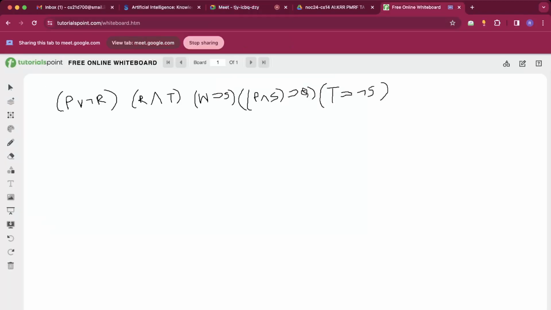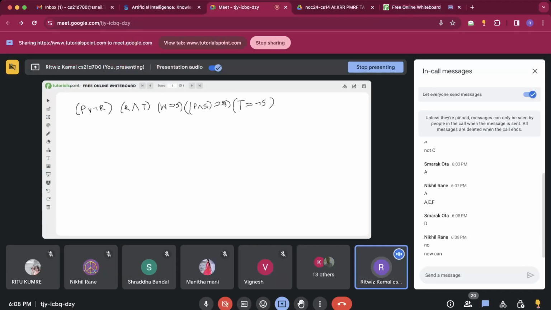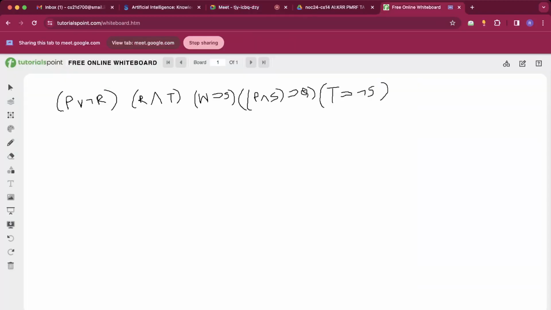These are the different facts that are given to us. The first fact given is P or not R. Can we reframe this and write it in terms of implication? Remember that, yes, that is one way. Another way we could write this is not R or P.